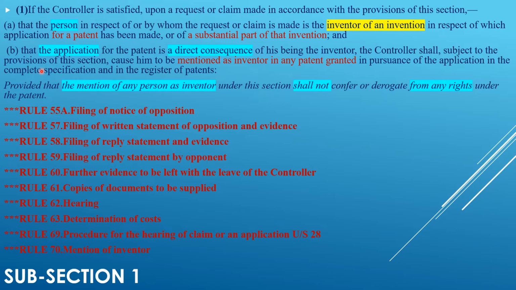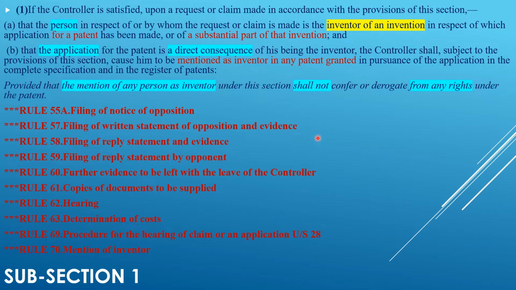Okay, and there is a criteria as well. What is the criteria? Provided that the mention of any person as inventor under this section shall not confer or derogate from any rights under the patent. That means that person shall not confer or derogate from any rights under the patent. That condition should be satisfied.